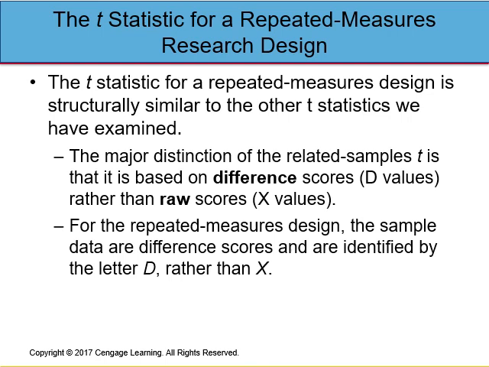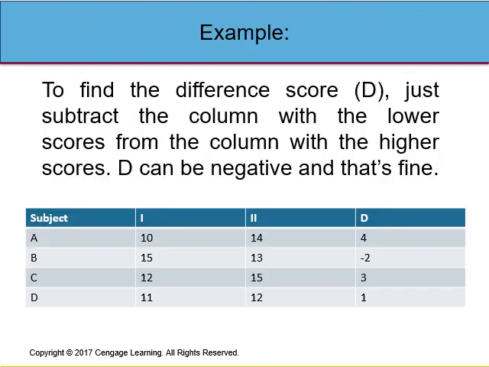For the repeated measures design, the sample data are difference scores and are identified by the letter D rather than the letter X. To find the difference scores, you first list the subjects, for example, 1, 2, 3, and 4, or A, B, C, D. Then you list the two columns of data that you've collected, first test, second test, pre-test, post-test, however it works. Then you make a D column, and you subtract whichever column has most of the higher scores. That's the column I pick, and I start with that one, and I subtract off the lower scores.